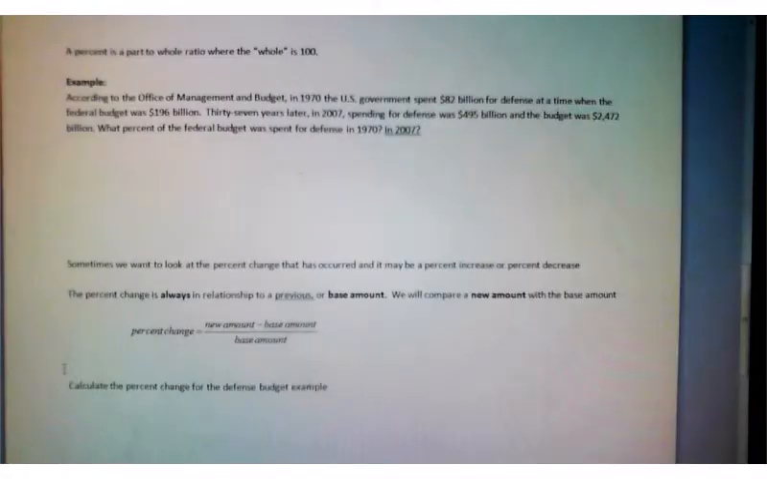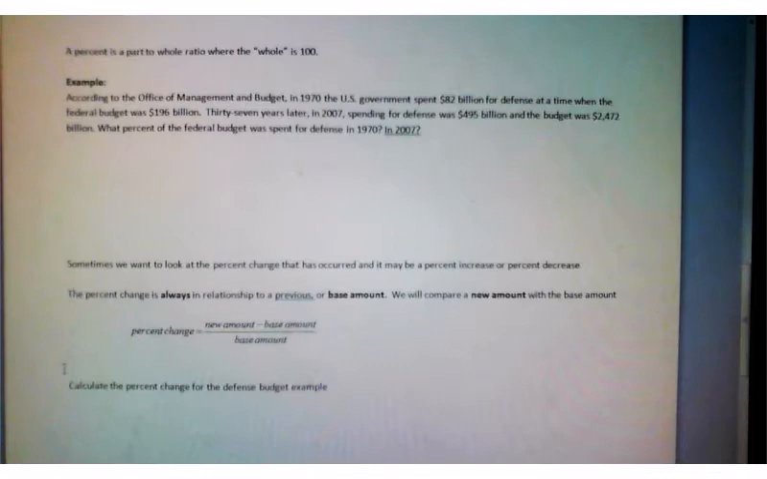Before we talk about this idea of something called percent of change, let's just talk about percents in general. A percent is a part to whole ratio, but in this part to whole ratio we have a specific whole, which is 100.